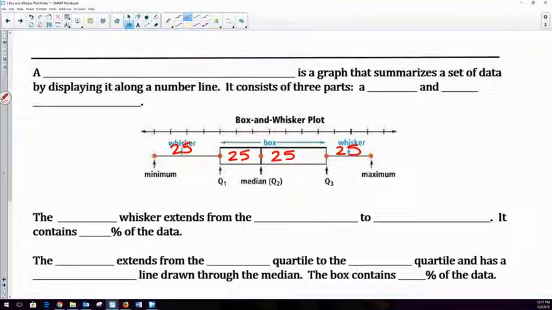What this little diagram is, is what's called a box and whisker plot. And all it does is summarize a set of data and display it along a number line. It has three parts to it. You have your box and you have two whiskers.